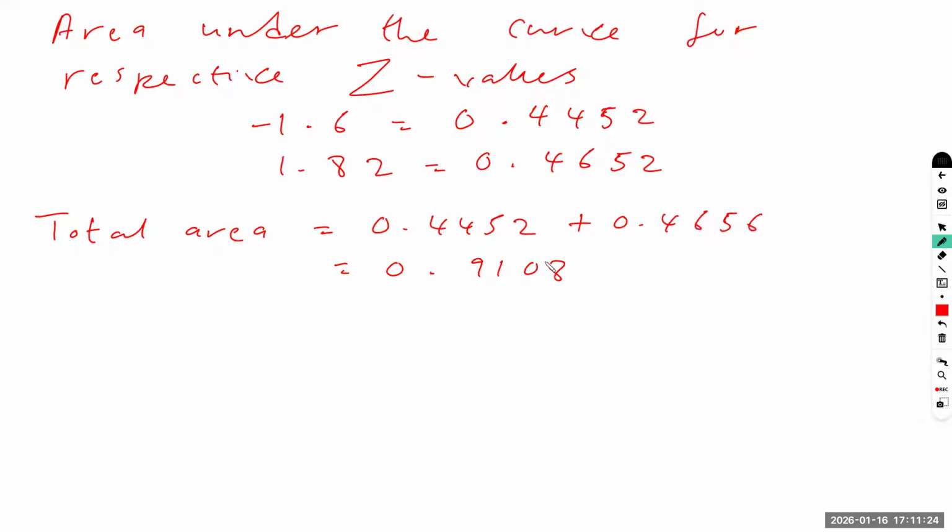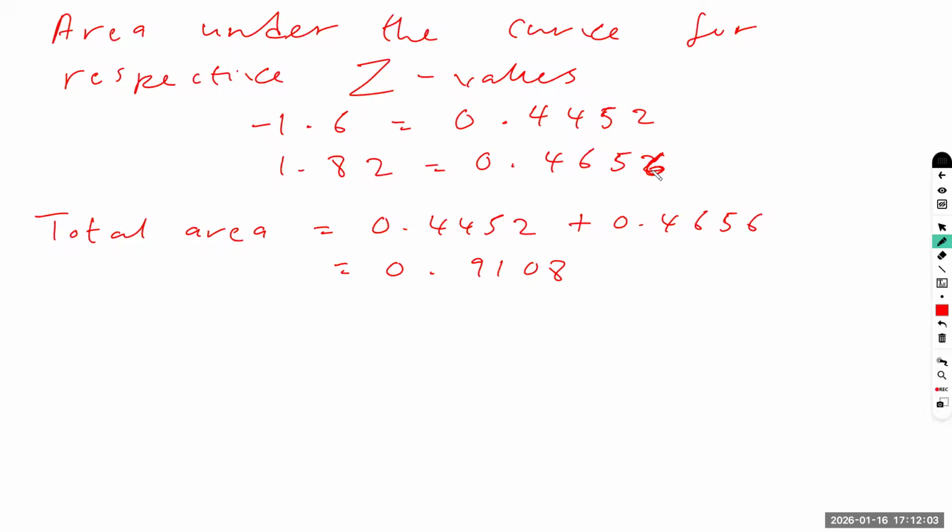Over here, then, to draw my table, as I said, it's symmetric, right? I think it's 0.4656. Sir, yes, the 1.82 was supposed to be 0.4656. Yeah. Is it okay now? Yes, it's okay. So when you add, someone should add 0.4452 plus 0.4656.